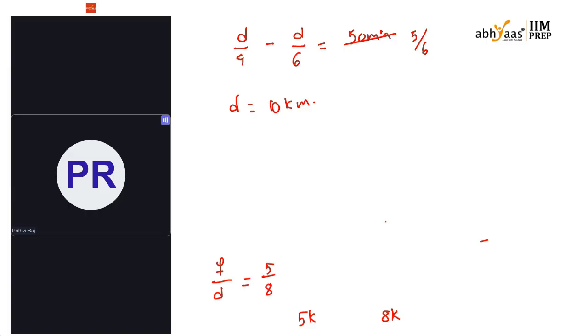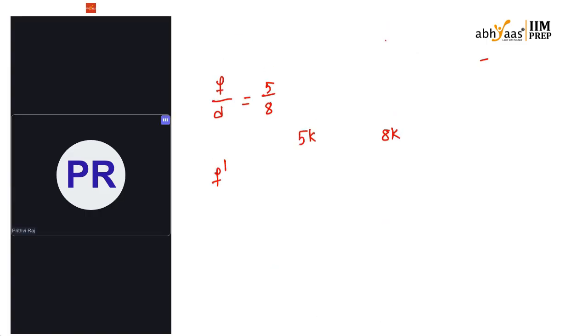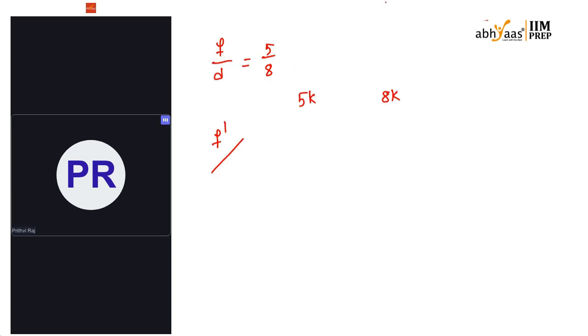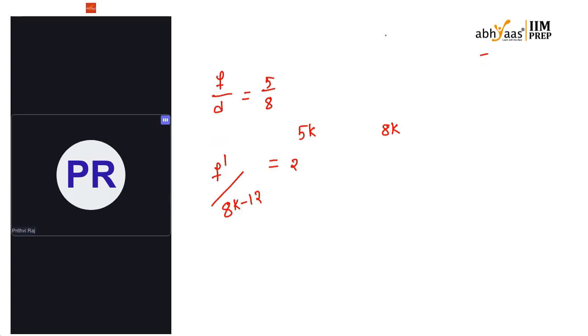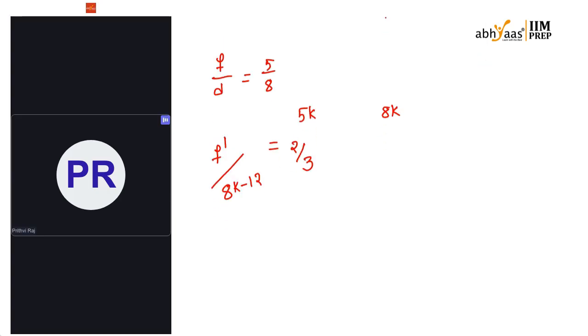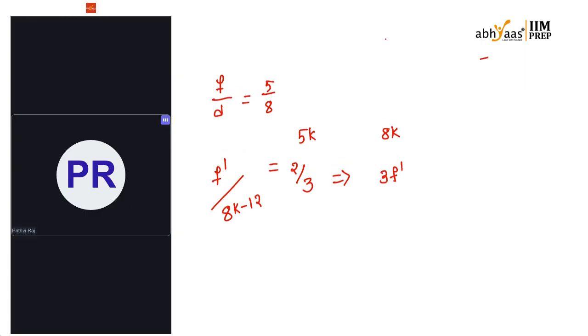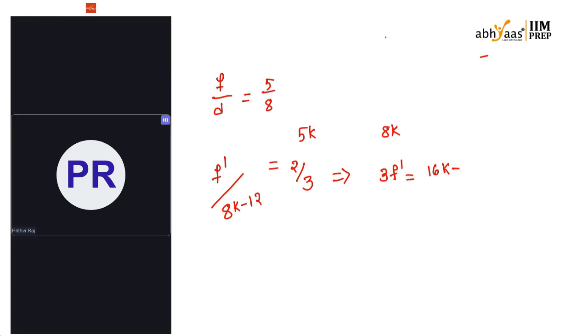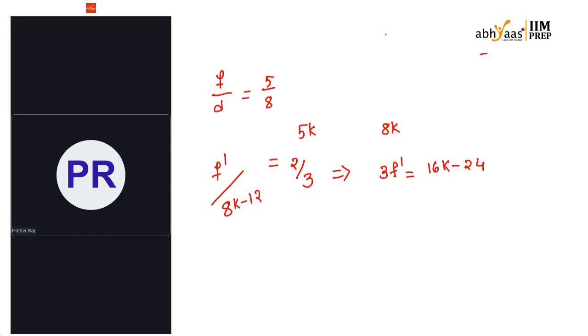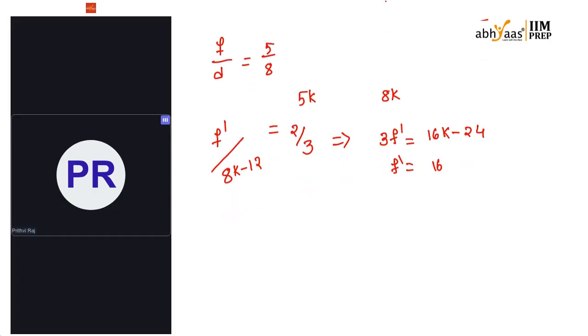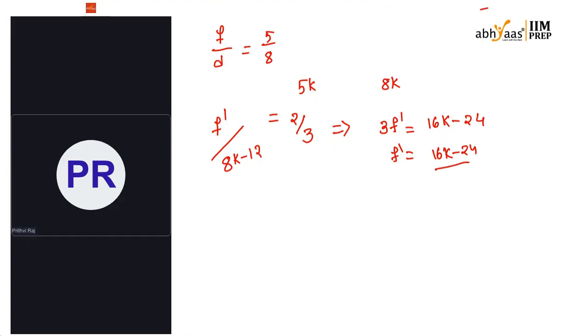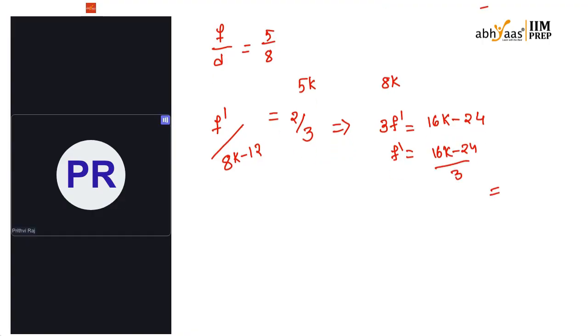Now after the first change, let the foreigners be F dash. Some foreigners are removed like that. Now what is the change in the domestic workers? 12 workers are removed. Now the ratio is 2/3. If I use this, it can be written as 3F dash is equal to 16K minus 24, or F dash, the new foreign workers, are (16K minus 24) by 3. Keep it here. Now the replacement is done again.